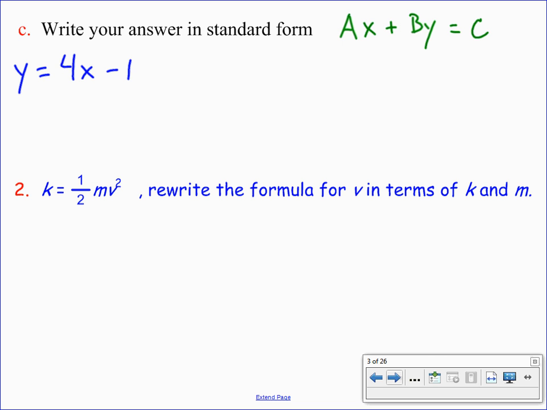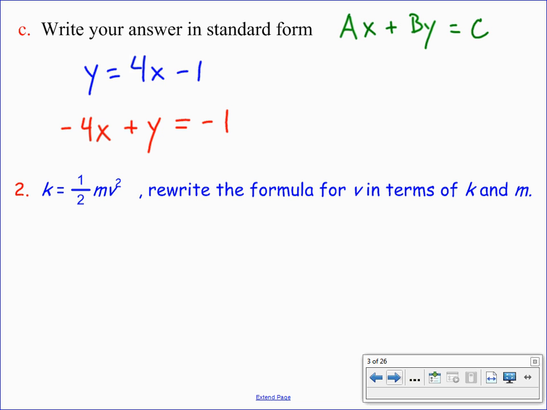Right, we can make it look like that if we know that A, B, and C are integers, and A must be positive. So what I would do here is subtract over that x term to get on the left-hand side, trying to make it look like Ax plus By equals C, and we're close. It's just we wanted the additional requirement that A should be positive.